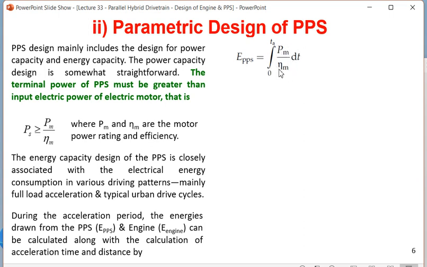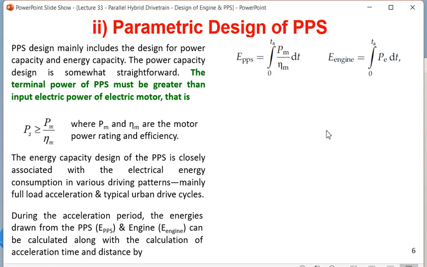For the engine it is PE, that means average power of the engine. If you are integrating over time, then it is called the engine energy. Here PM by eta M is the PPS power integrated over time. It is giving the energy of the PPS, what the PPS can supply. And PE is the power of the engine; when it is integrated over time, it gives you the engine energy.